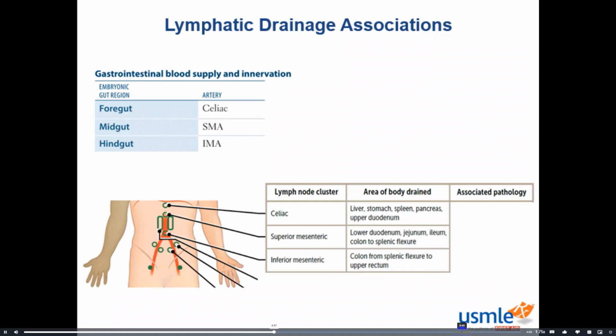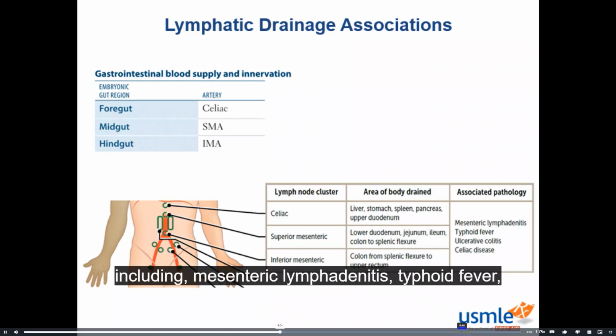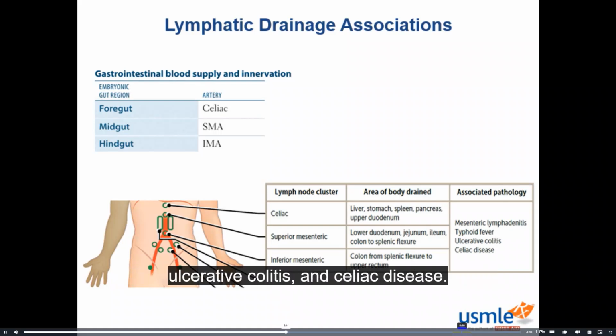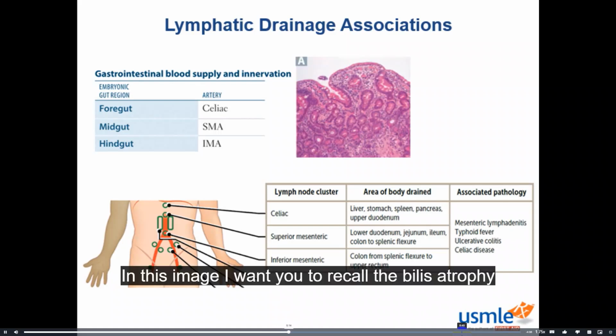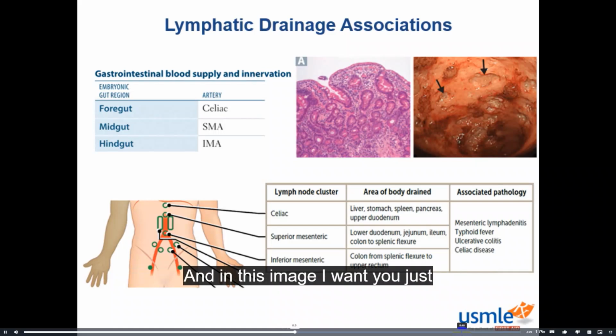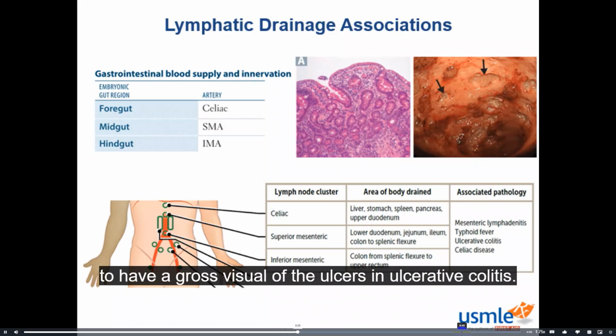The associated pathologies for all of these lymph node clusters would include some gastrointestinal diseases, including mesenteric lymphadenitis, typhoid fever, ulcerative colitis, and celiac disease. In this image, I want you to recall the villus atrophy and crypt hyperplasia in celiac disease. And in this image, I want you just to have a gross visual of the ulcers in ulcerative colitis.